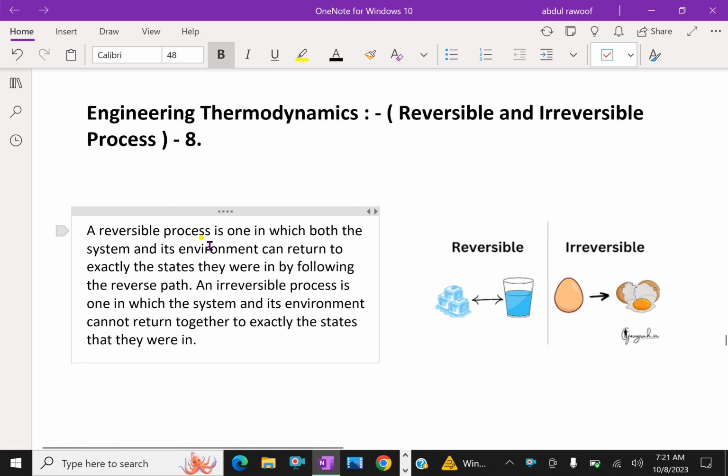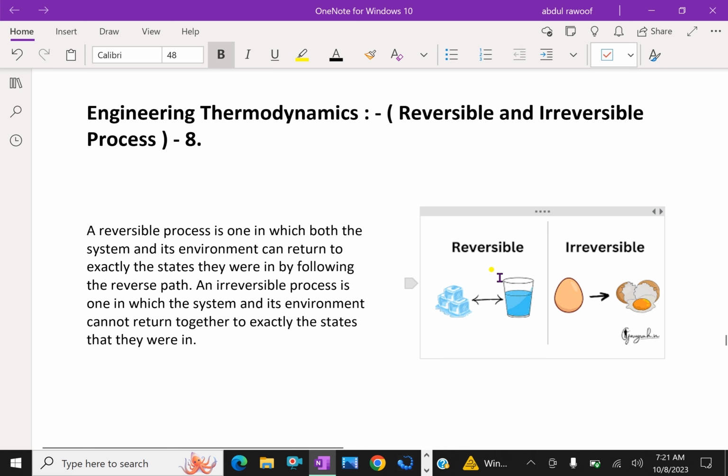A reversible process is one in which both the system and its environment can return to exactly the states they were in by following the reverse path. An irreversible process is one in which the system and its environment cannot return together to exactly the states that they were in. Here is a reversible process: ice melts to become water, and water freezes as ice. Now look at this example: an egg is broken, and the broken egg cannot make a whole egg.